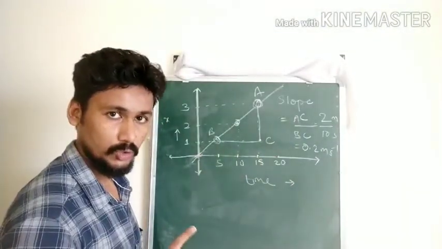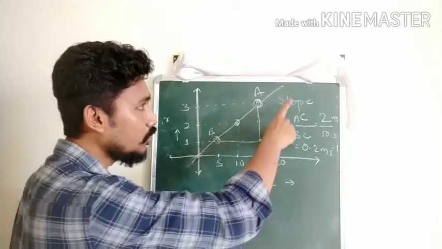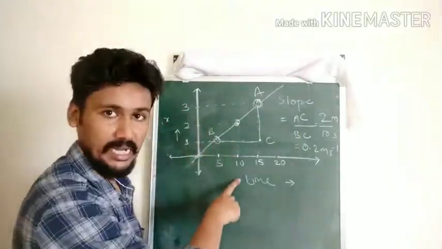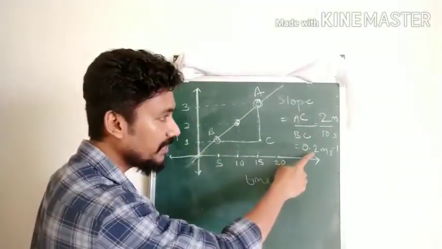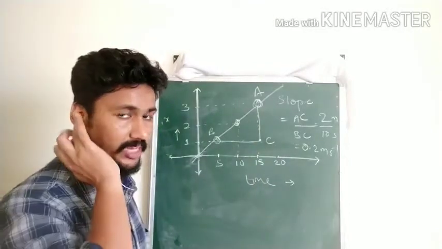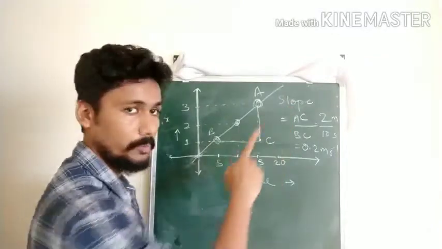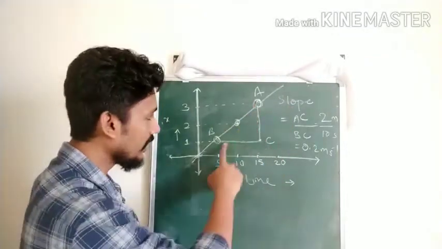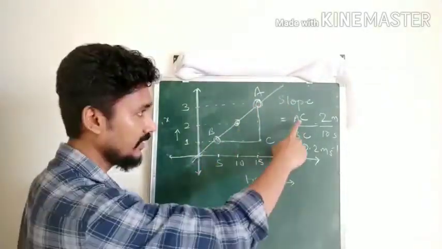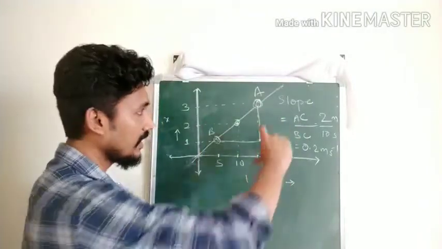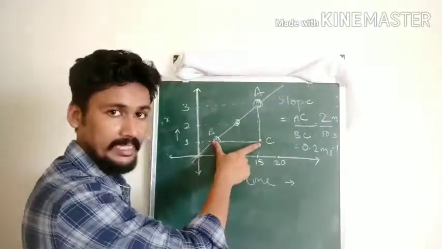Getting it? So what do we understand? The slope of an xt graph gives us the speed of the object. So we can find out the speed of an object by finding out the slope. And how will you find out the slope? You make a triangle like we have made, and it is AC upon BC, the Y side divided by the X side.